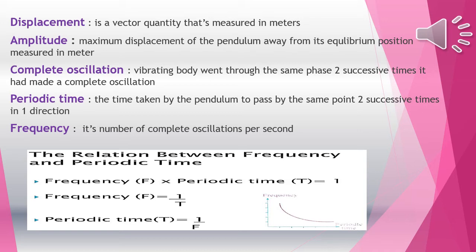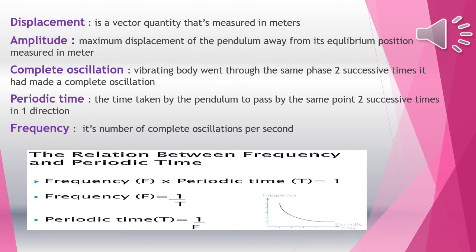Number 4. Periodic time. Periodic time is the time taken to pass by the same point two successive times in one direction, or the time taken by the pendulum to make one complete oscillation, and its measuring unit is the second.